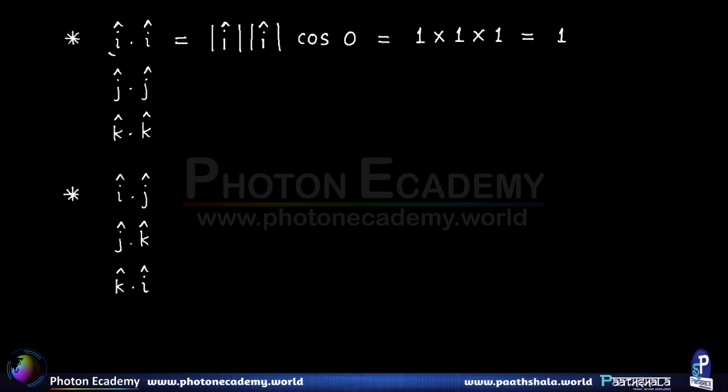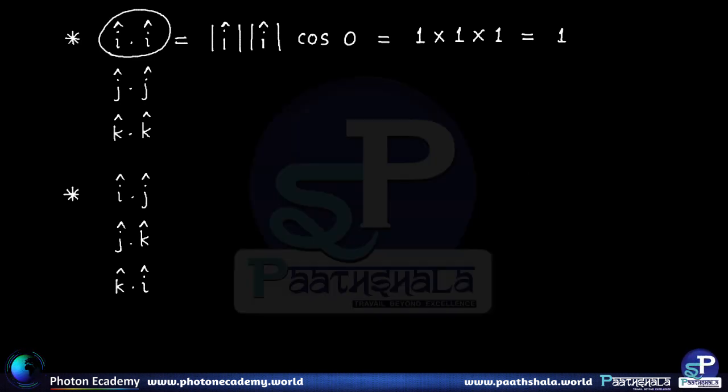So the dot product of two identical unit vectors will always be equal to 1. Similarly we can show that j cap dot j cap is 1, as well as k cap dot k cap is also 1.